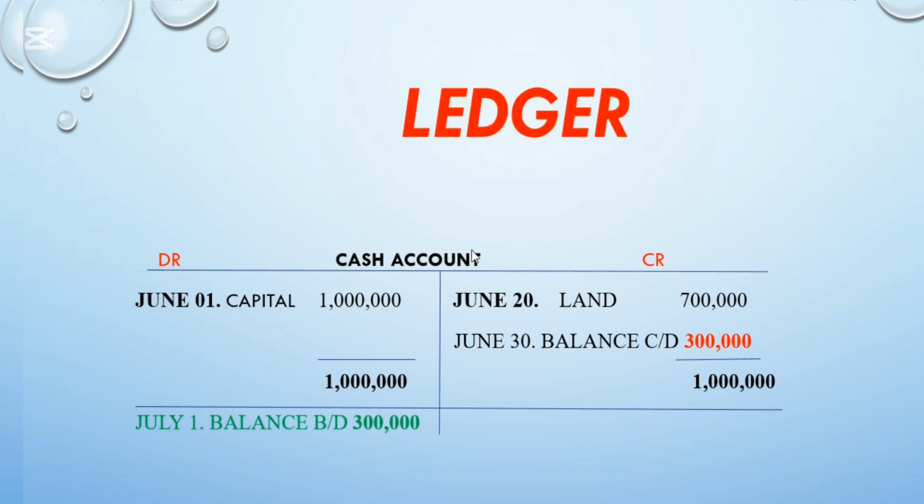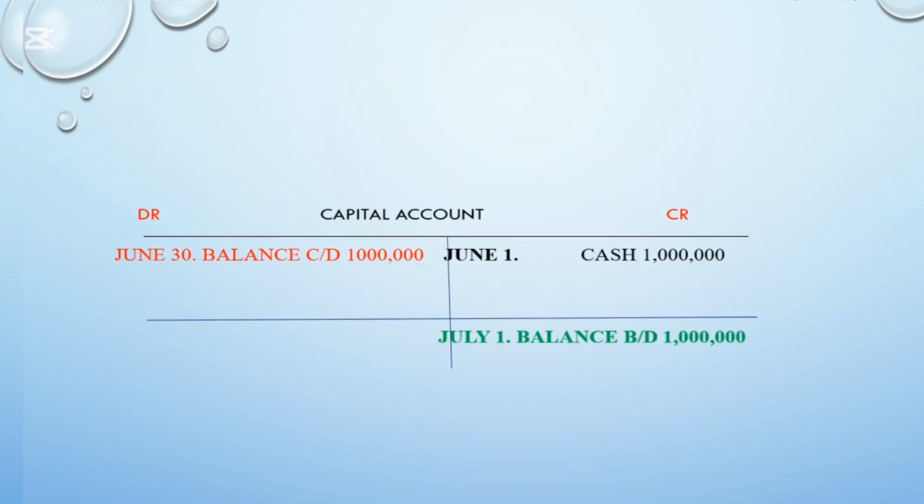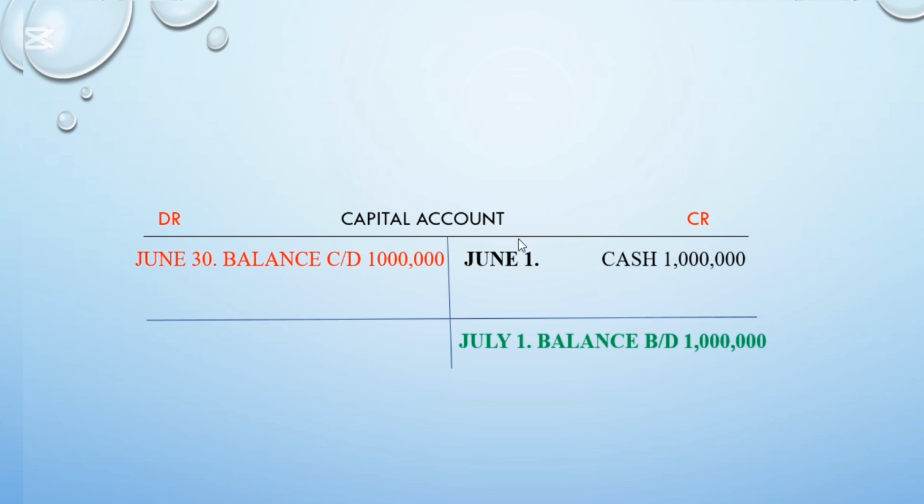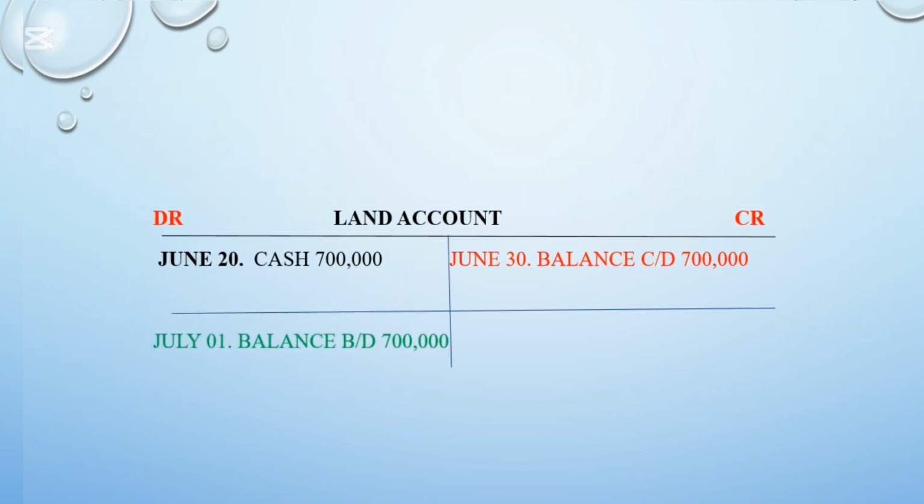But according to the double entry system, when cash is debited, the capital account must also be credited. That is to say, when we go to the capital account, you can see that capital is now credited with the cash, the same amount. On transaction number 2, we are going to see the land account and the cash account. So the land account appears like that. You can see that land is supposed to be debited with 700,000 by cash, but cash also must be credited with the same amount.